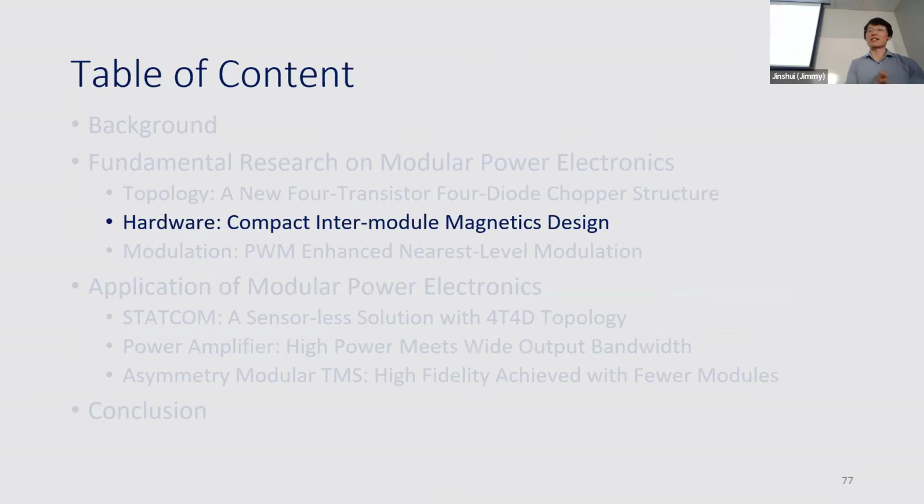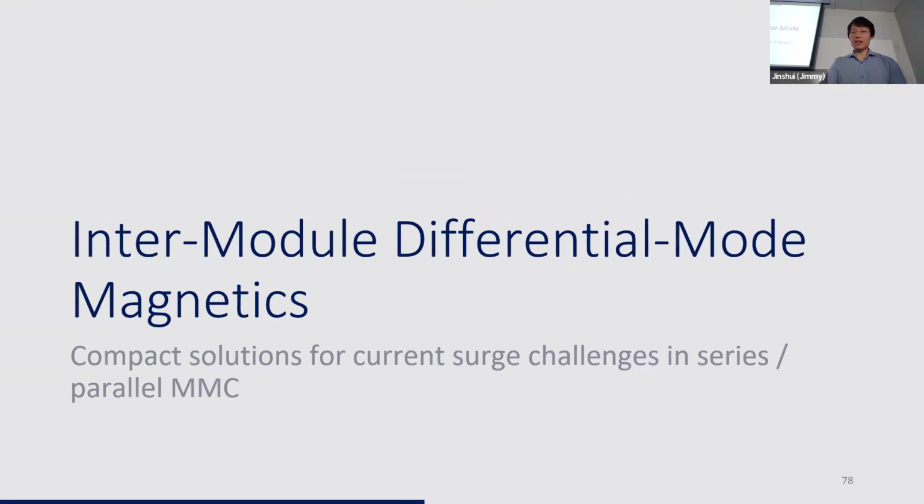In the topology design, we have talked about how amazing topologies like CH2B or 4T4D are, as they can balance modules with no sensors. However, they have their own problems. They might face a current surge when putting modules into parallel, and this current surge could be a hazard if not handled properly. This concern is also common in other circuits like switched capacitors. In this section, we will look at some existing solutions to this problem and my contributions to make them more compact and friendly to use.